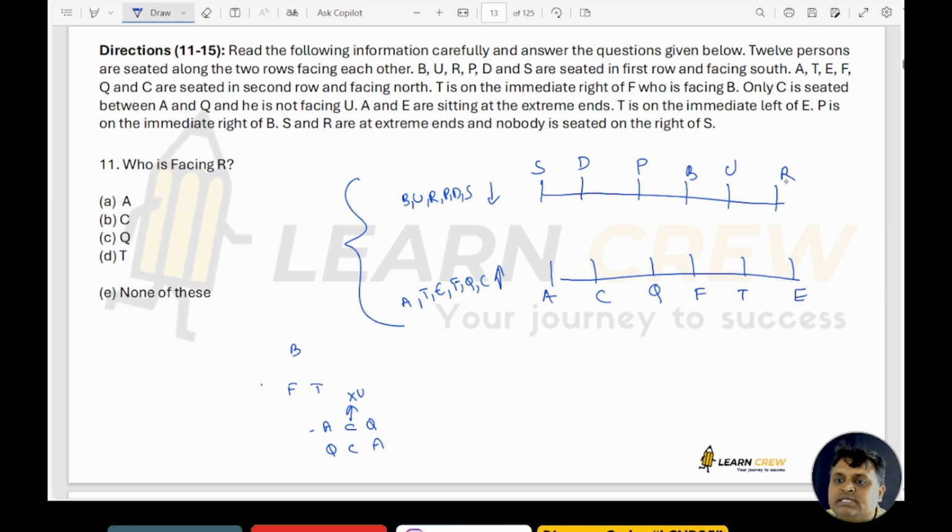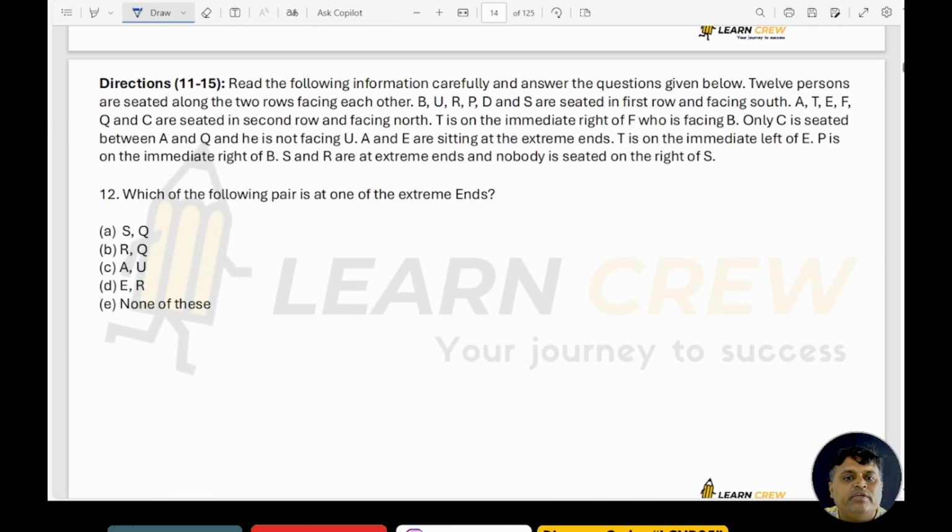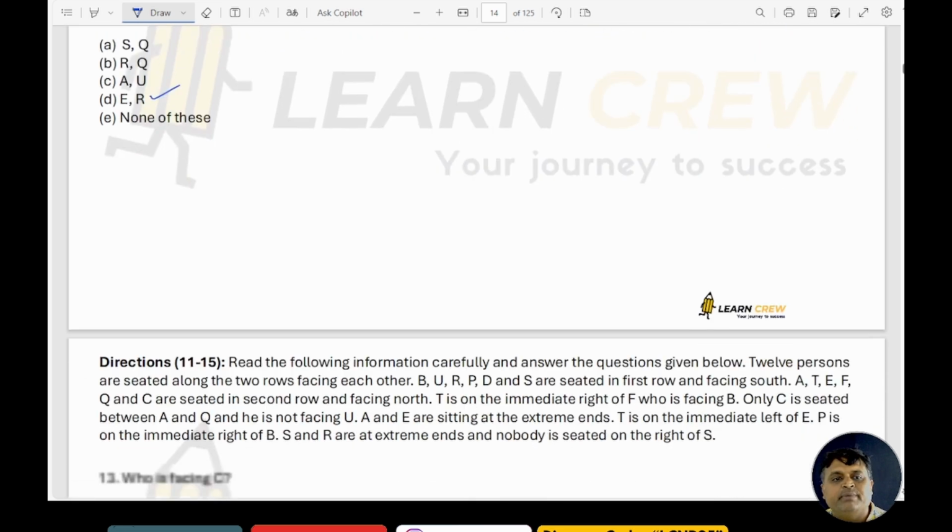So who is facing R? E. E is facing R. So answer is none of this. Now next question, question number 12. Which of the following pair is at one of the extreme ends? SQ? No. SR and AE. So, ER are the extreme ends.